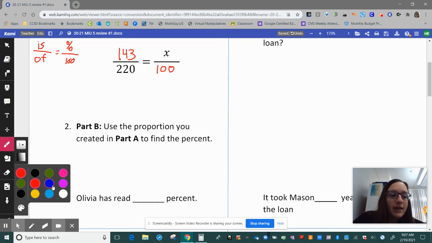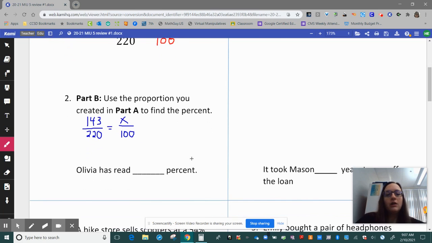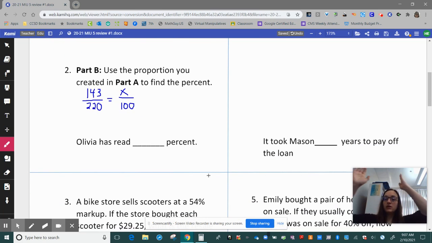Next, part B. Okay, we're going to use the proportion you created in part A to then find the percent. So here we go. To solve this, I'm going to write that again, just so we have it. So we have our 143 over 220 is equal to x over 100. So what we're going to do is solve this using our cross products. We're going to multiply diagonally.